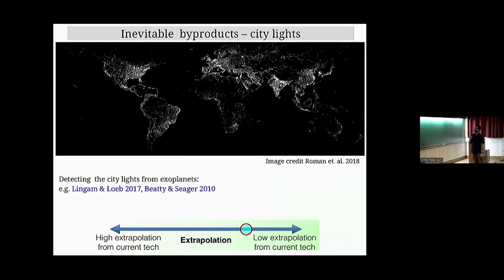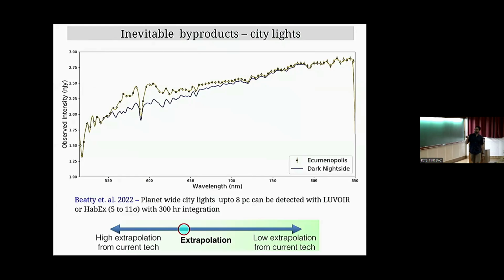You can also look for city lights from exoplanets. This is a collage of nighttime images taken from satellites, and you can see the city lights glowing here. You can try to work out what the intensity of the city lights should be if half of the planet is lit or the whole planet is lit, and that calculation was done in this paper. You can see the spectrum of the city lights. It turns out that up to 8 parsecs, you can use LUVOIR or HabEx kinds of telescopes. With 5 to 11 sigma, you can detect the city lights from other planets with 300 hours of integration.